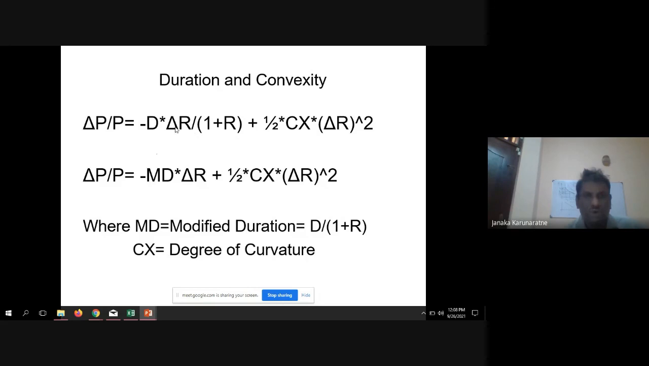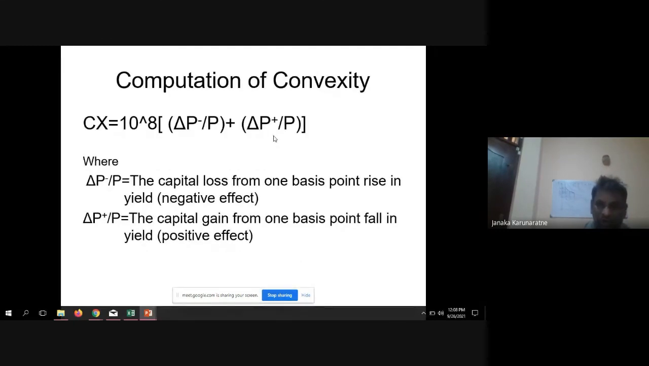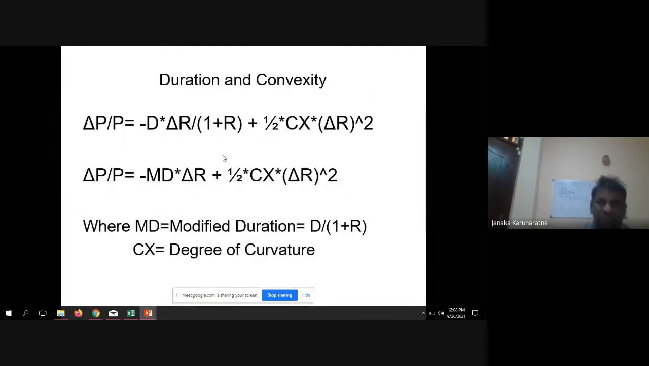For the first component, we can use the modified duration. So it's modified duration times delta R plus 1/2 times Cx times delta R to the power 2. Okay, we can use this formula for any change in interest rate because it adjusts for convexity. But if you use this formula without this part, then it is only applicable to very small changes in interest rate. So this is the convexity adjusted duration formula.